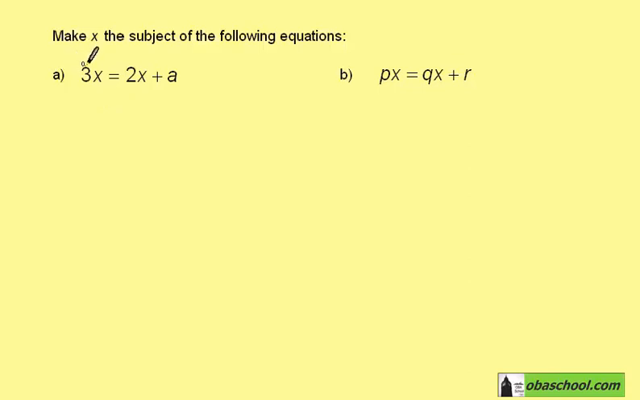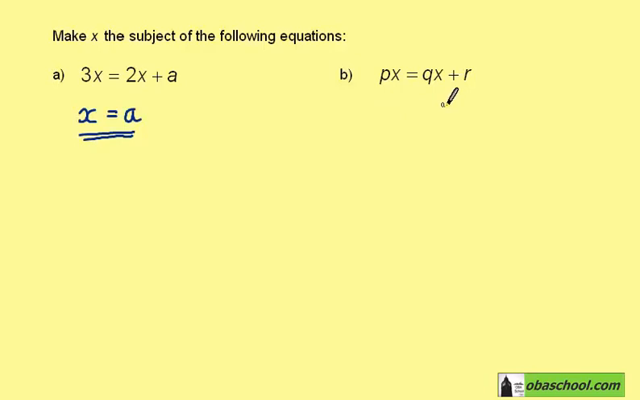We want to make x the subject of the following equations. We have 3x is equal to 2x plus a. Here, let's remove 2x from both sides. 3x take away 2x is x. If we remove 2x from this side, we just get a.